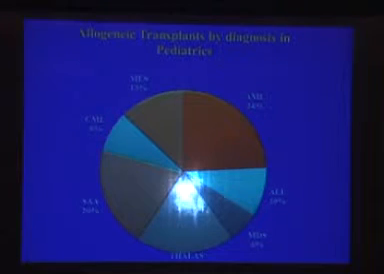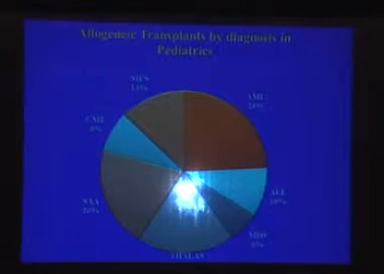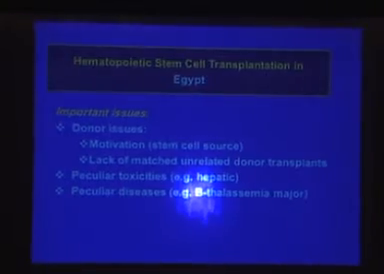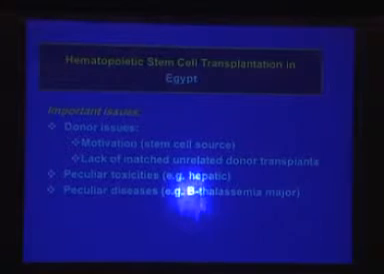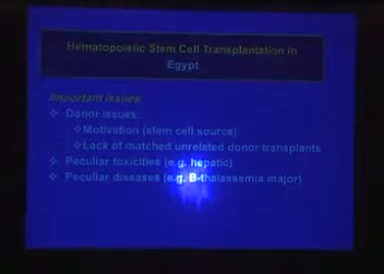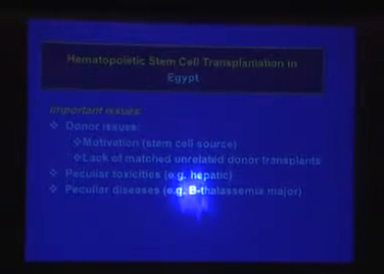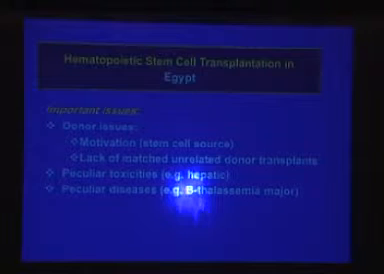But when we see it in relation to the pediatric age, beta thalassemia major comes third among the indications for allo transplant in the pediatric age, constituting around 20% of the total number of allo transplants done. Again, there are some peculiar issues related especially to beta thalassemia major. One of them is donor issues, donor motivation, which is one important thing that we used to suffer from earlier.